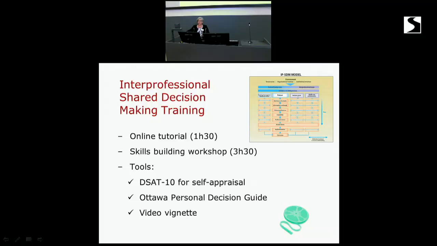And then we combine that with a 3.5-hour skills-building workshop where we use the decision support analysis tool for self-appraising skills. We use the Ottawa Personal Decision Guide that I showed you, and we often also use a video vignette that demonstrates shared decision making.